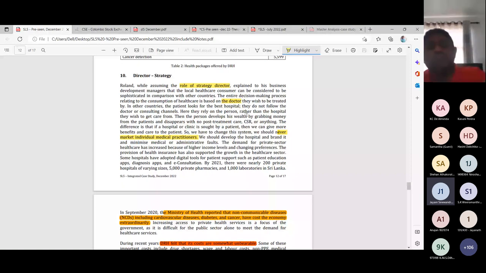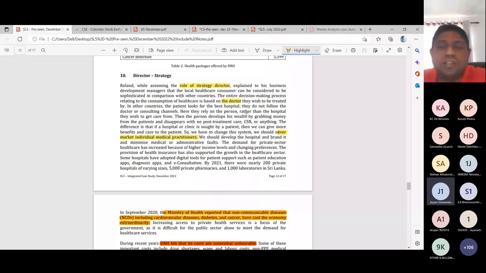Explain to his business development managers that the local healthcare consumer can be considered to be sophisticated in comparison with other countries. The entire decision-making process relating to the consumption of healthcare is based on the doctor they wish to be treated by. In other countries, the patient looks for the best hospital. They do not follow the doctor consulting channel. Here they rely on the person rather than the hospital they wish to get care from. That's true, no? You look at the doctor, not the hospital.